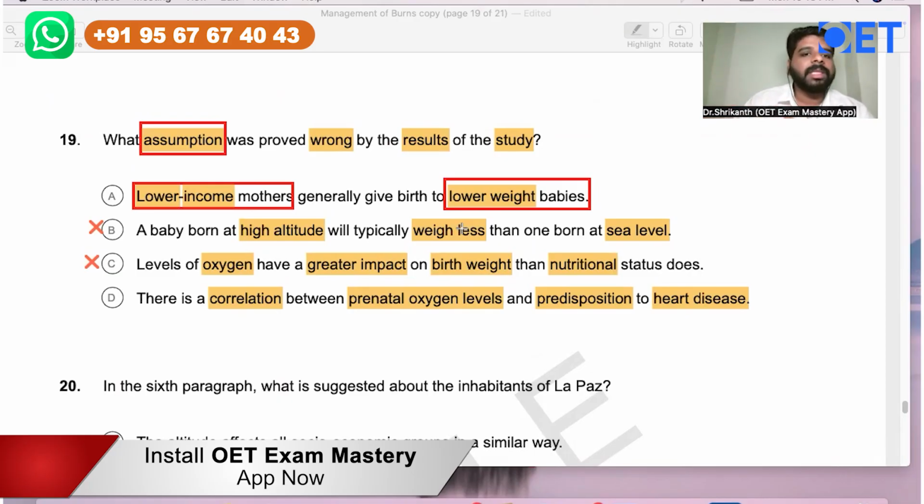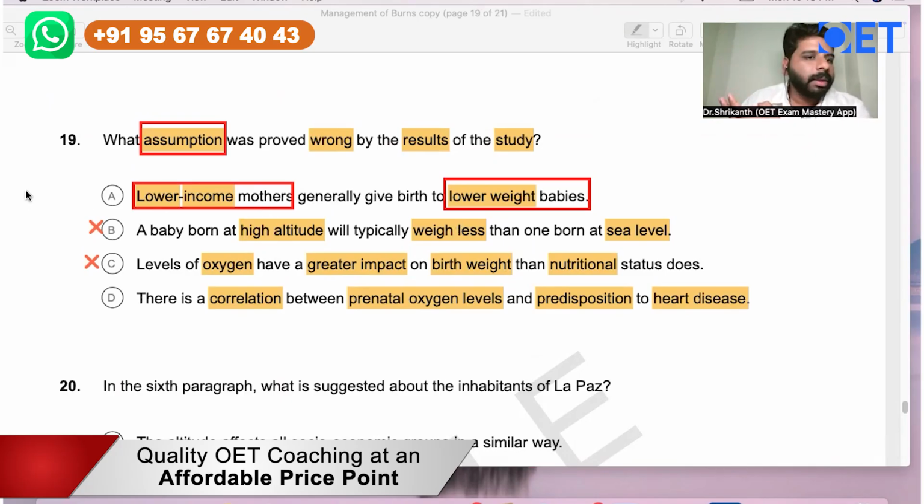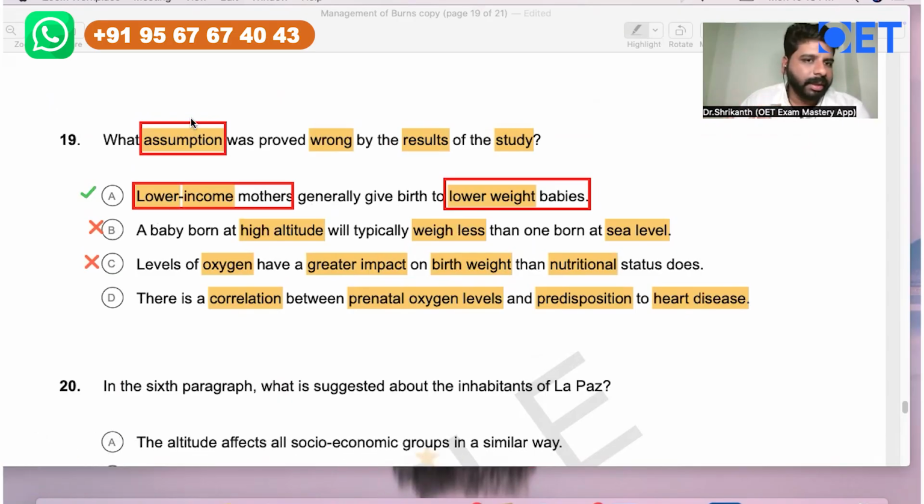Because of that, their babies were heavier than the rich people's. Okay, so this is the assumption that was proven to be incorrect. So we can say answer option A is the right answer. Okay, because this is a keyword, this is the assumption as well.